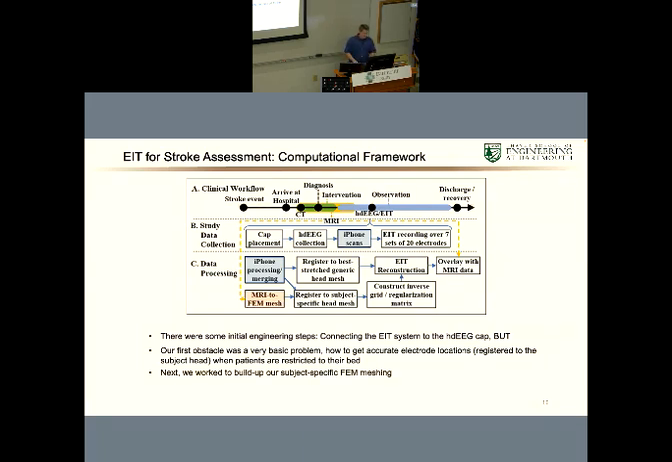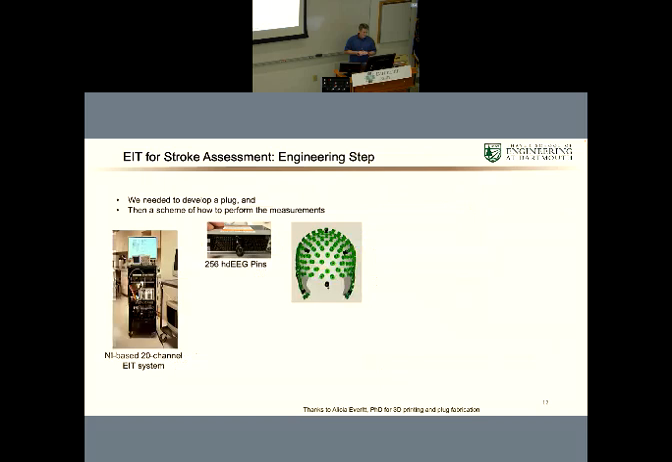And then after that, we worked on the finite element, which is how to get physics modeling, how to get that from the MRI and the imaging scan. So our engineering step, a lot of things in engineering are very basic. We're like, well, you just have to plug that thing into that thing, and we're all good to go. So we have our EIT system, 20 channels. We have a 256 pin high-density EEG plug that connects to this cap.